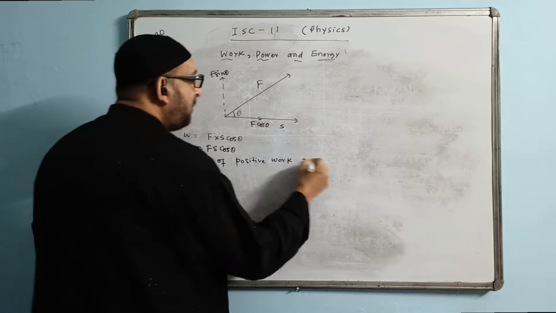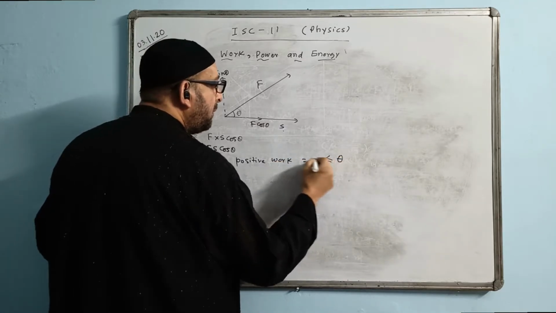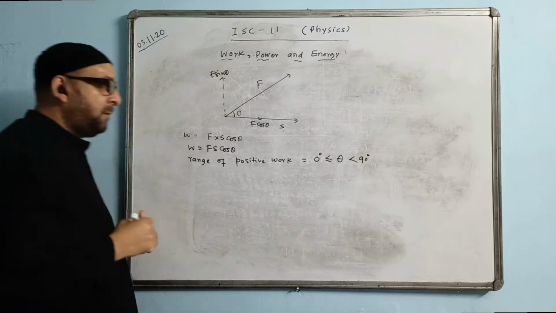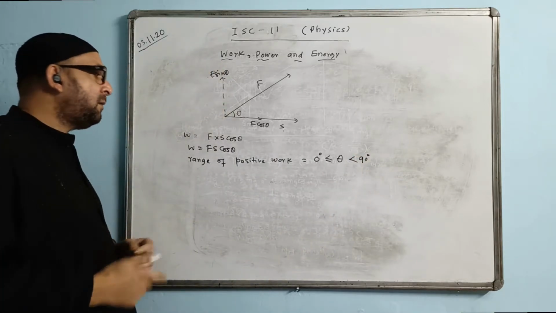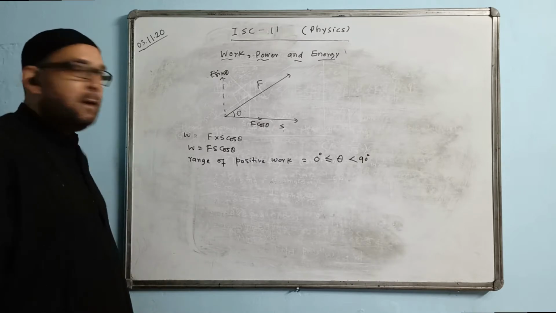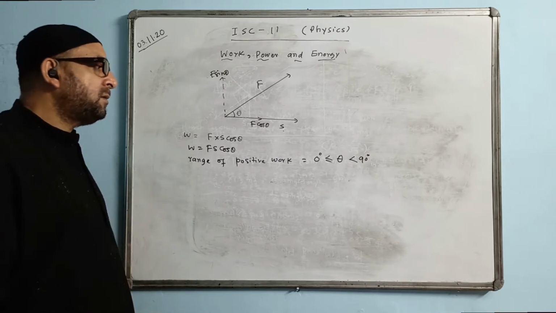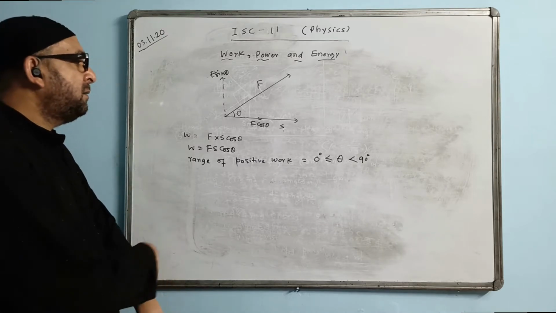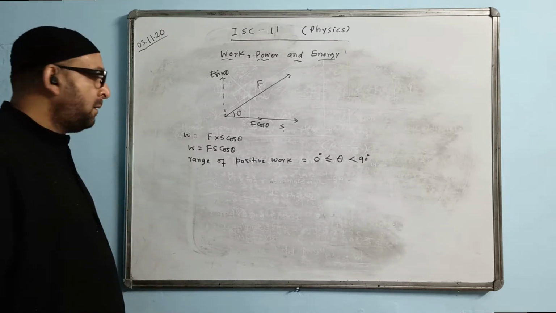Range of positive work: the theta value should be 0 degree but less than 90 degree. For this range of angle, the work done is said to be positive. It is maximum when theta is 0 degree and minimum when theta is 90 degree.